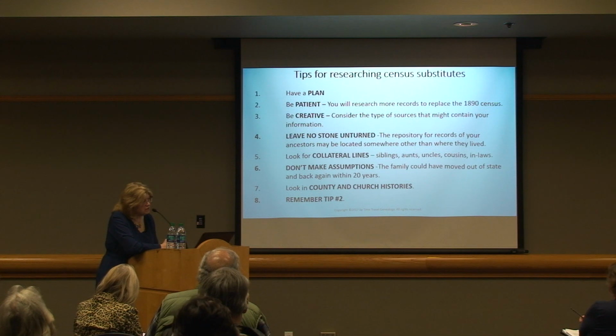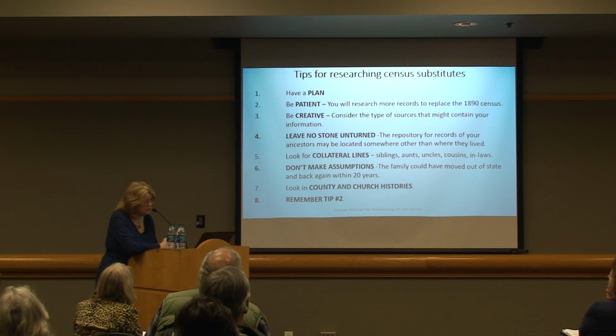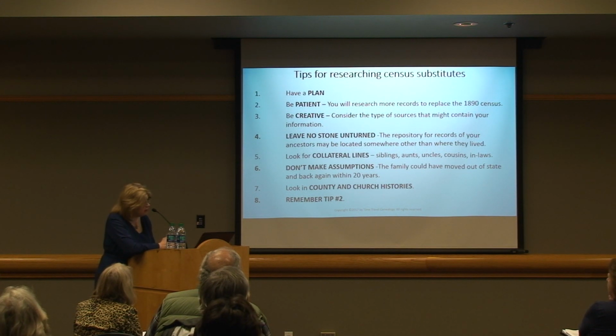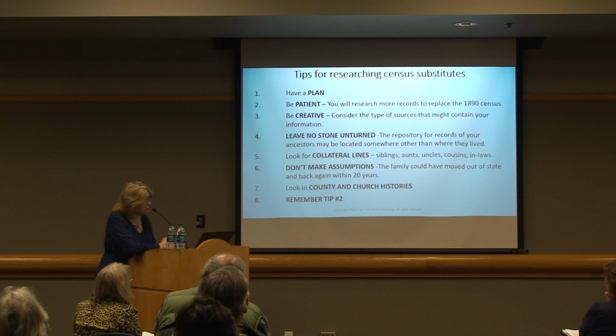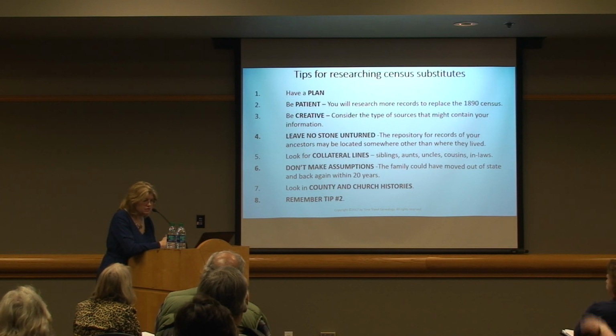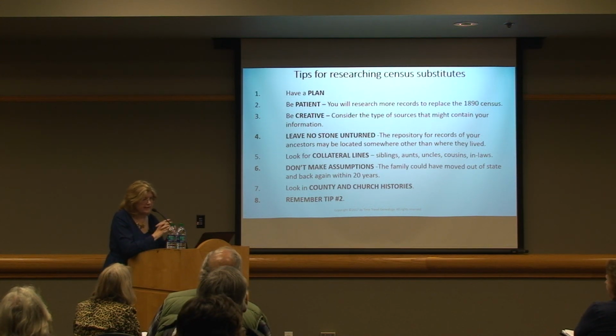Now, just because the 1890 census had one family per page doesn't mean the substitutes have that. You're going to look for collateral lines. You're going to look just like you do for other ancestors. Make sure you look for the siblings, the aunts, uncles, cousins, and in-laws, because they're going to be found along with the family on those records. The outlier was just the actual census itself.